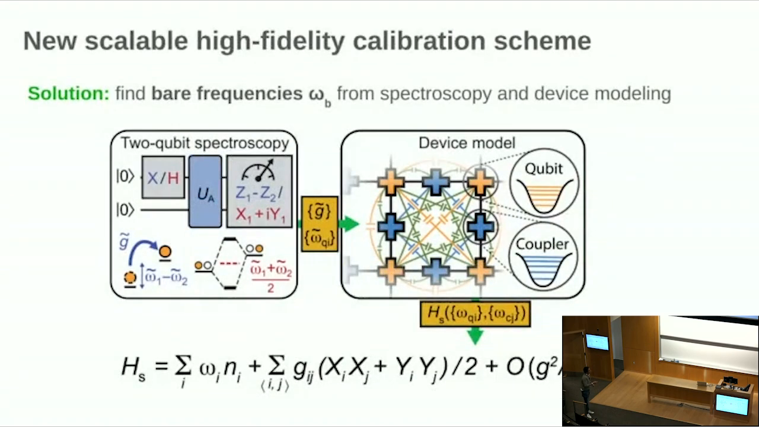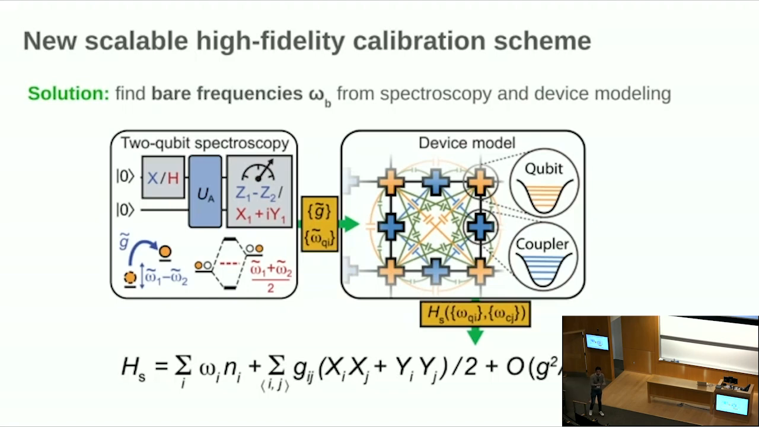In order to overcome this, we have developed a new scalable high-fidelity calibration scheme, where the key idea is to explicitly calibrate the bare frequencies, the non-hybridized ones. The whole reasoning behind that is that the bare frequencies do not change from a local calibration setting to our full-scale experiment. To extract these bare frequencies, we perform a set of carefully chosen 2-qubit spectroscopy measurements that allows us to extract all the information that we need about the system.